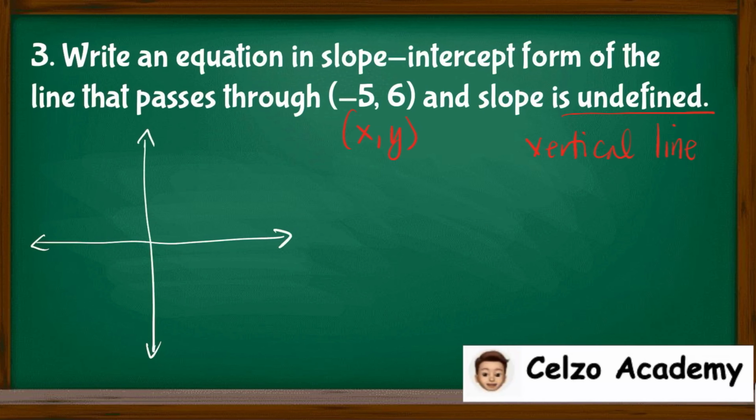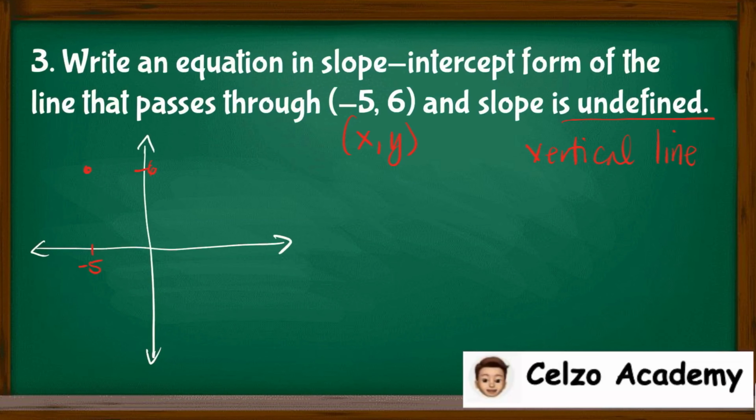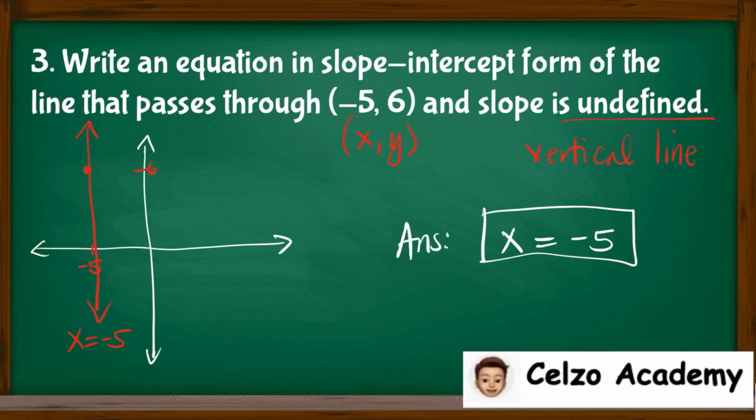(-5, 6) is the point in quadrant 2, which is 5 units to the left and 6 units up. Since the slope is undefined, that means that we have a vertical line passing through the x value negative 5. So the equation for this line is x equals the x-coordinate, negative 5. So it's really important to remember this, that if the slope is undefined, the equation of the line is always x equals the x-coordinate of the point.